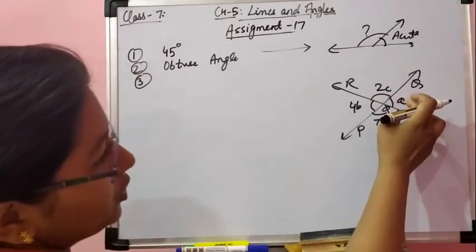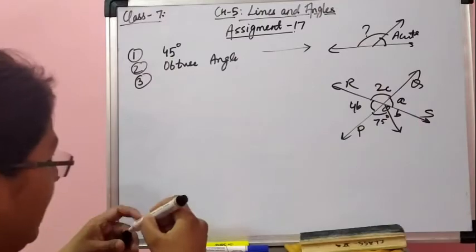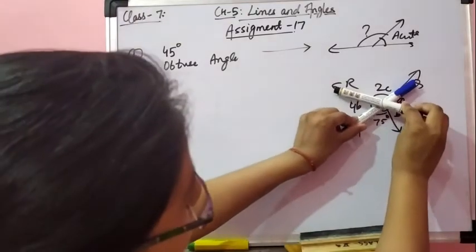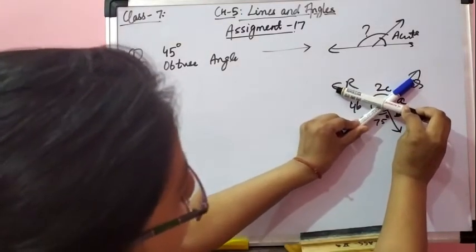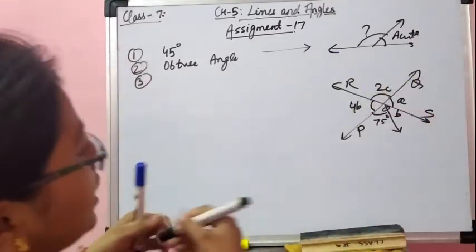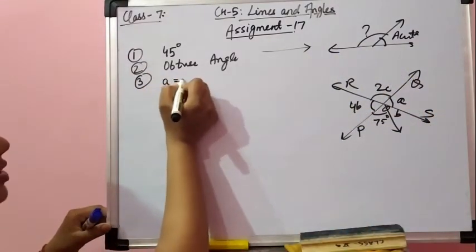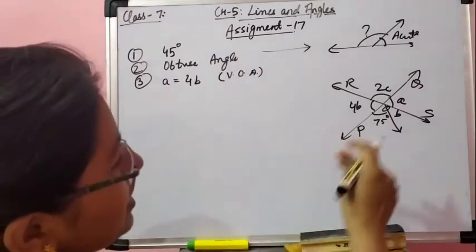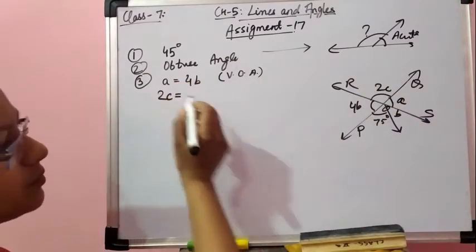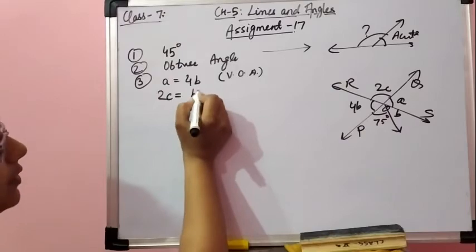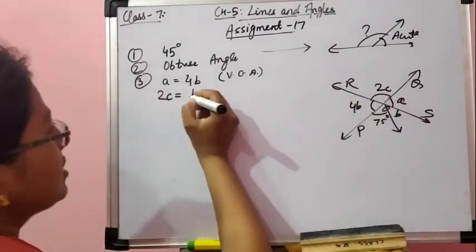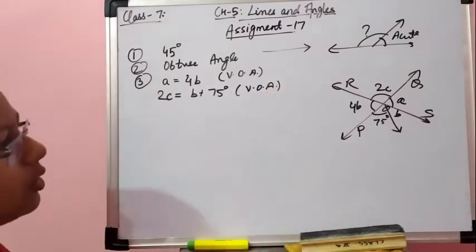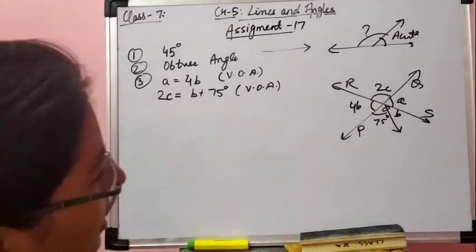First of all, look at how RS and PQ are intersecting. This is PQ and this is RS. Just look at it, these two are intersecting. Then what are the pairs of vertically opposite angles? 4B is vertically opposite to A, so A is equal to 4B. Reason: vertically opposite angles. Similarly, 2C is equal to B plus 75 degrees. Reason: vertically opposite angles. So these are the pairs of vertically opposite angles.